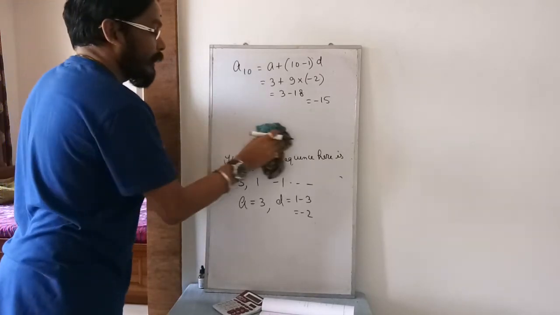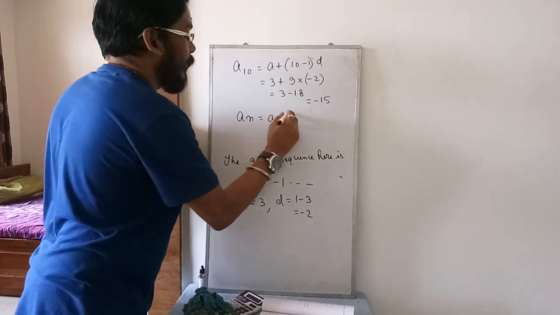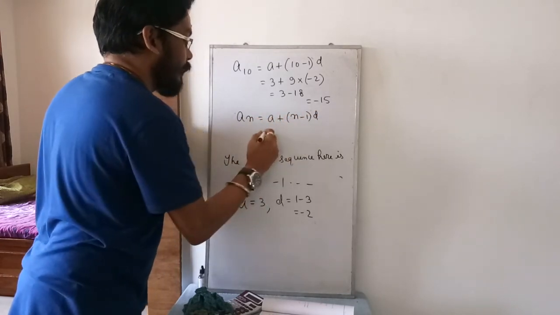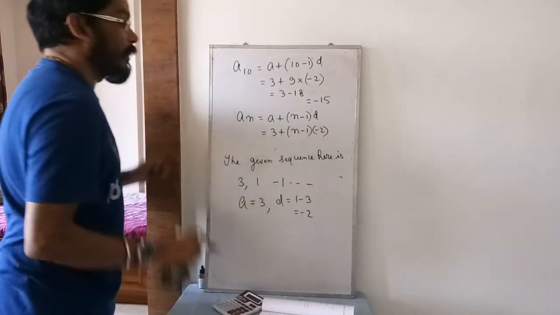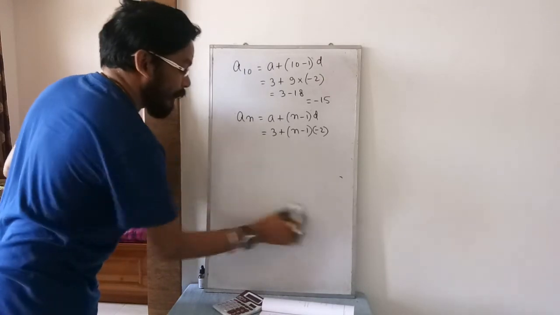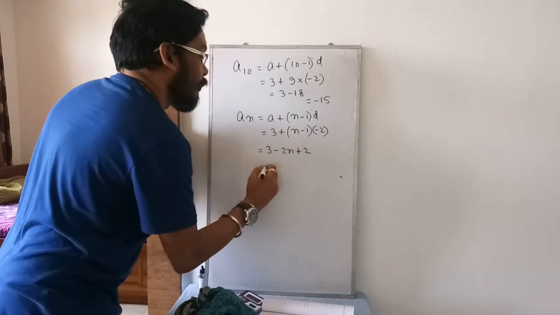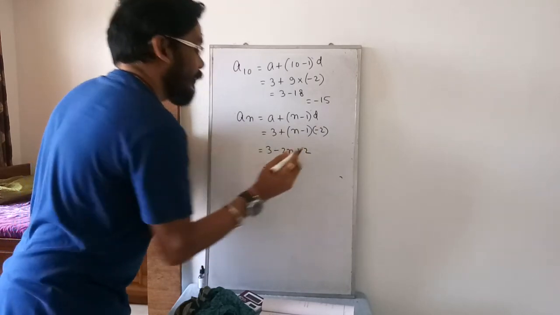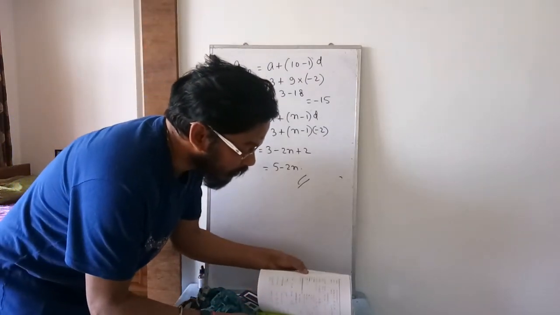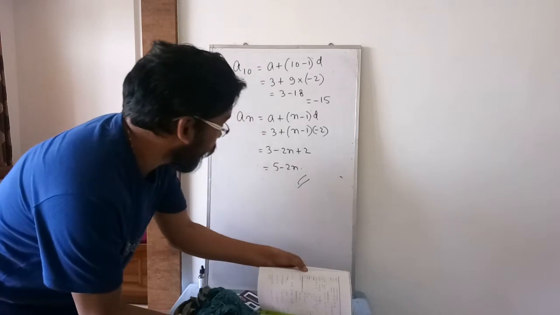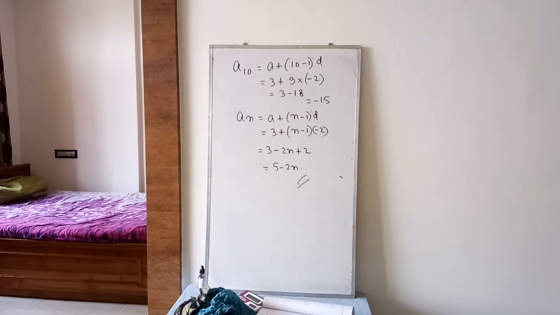After that, I have to find out the nth term, An. An is my A plus n minus 1 into D. My A is here 3, n is n only and D is here minus 2. I will multiply and remove the bracket. So it is 3 minus 2n plus 2. So it is 5 minus 2n. So take the screenshot. So this is my 10th term and nth term. Okay, 10th term and nth term. Take the screenshot.